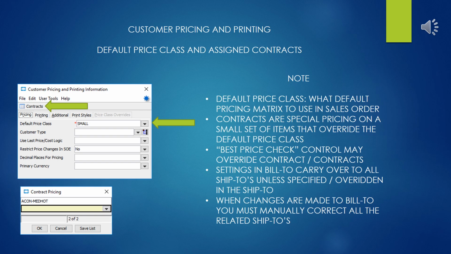Do keep in mind that if you change something in the bill to after the job has been created and defaulted the first time, the changes done to the bill to will not automatically carry over after that. You have to manually go into each ship to and make the adjustments as well. It's only carried over from the bill to at the first time the job is created.